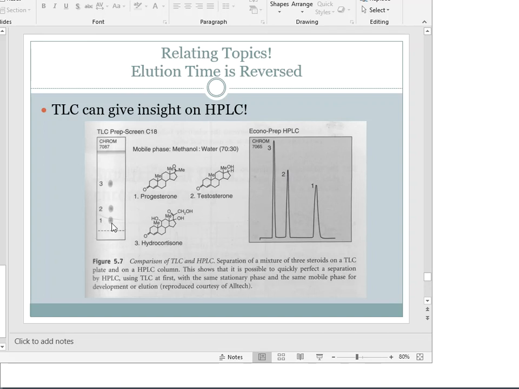And then finally, spot number 1, that looks like it's going to take the longest to go up the plate, which means it's going to take the longest to come out of the column if this was a column. And that means that in the chromatogram on a normal chromatograph, that spot number 1 would be the last peak that would come off in a chromatograph instrument. All right, so that's how TLC relates to the field of chromatography when we get to that point and talk about GC and IC and HPLC.